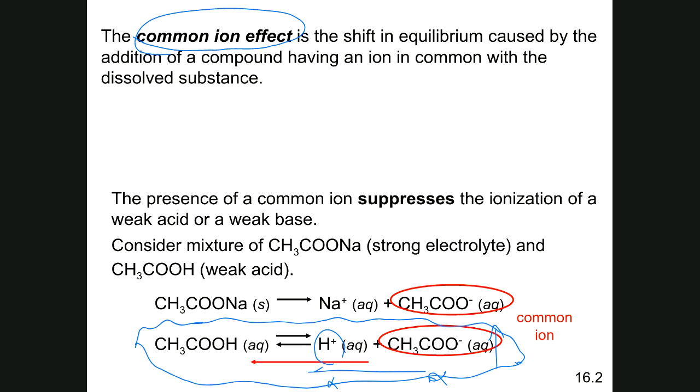So if you add sodium acetate, it is going to increase the concentration of the acetate ion. In the presence of sodium acetate, this equilibrium is going to shift to the reactant side. The concentration of H plus is going to be lowered at the same time.